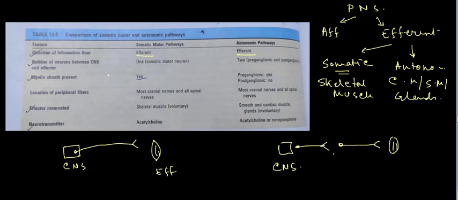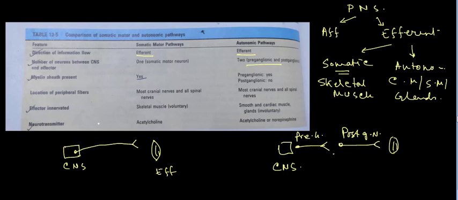Okay, and so the somatic motor neuron is one and the autonomic motor neuron are actually the two, and the first neuron is called the preganglionic neuron. So this is the preganglionic neuron, and another neuron is called the postganglionic neuron. So this is the postganglionic neuron.